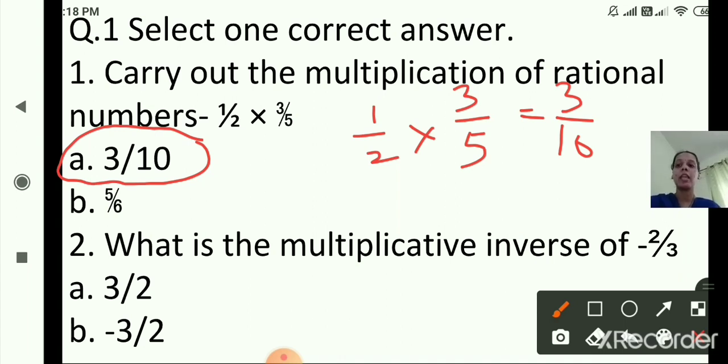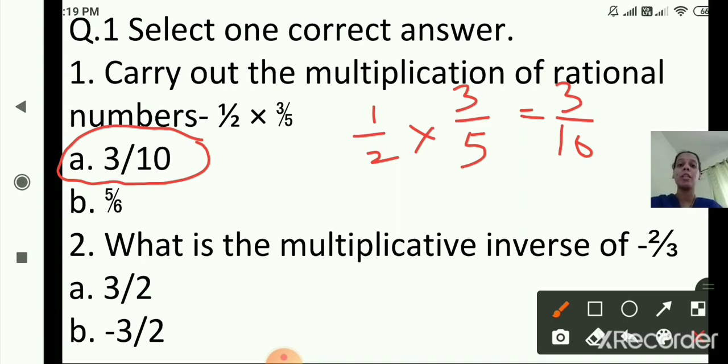Now we will see the second question. What is the multiplicative inverse of minus 2 upon 3? The multiplicative inverse of minus 2 upon 3 is minus 3 upon 2, right? As you can see here, in option A, 3 upon 2 and in option B, minus 3 upon 2 is given. So which is the correct one? The second one, right? Minus 3 upon 2.